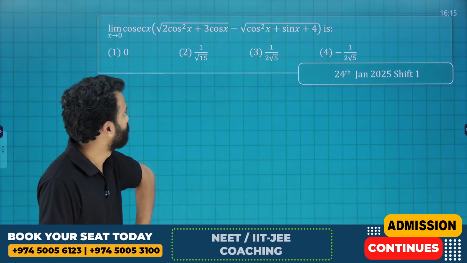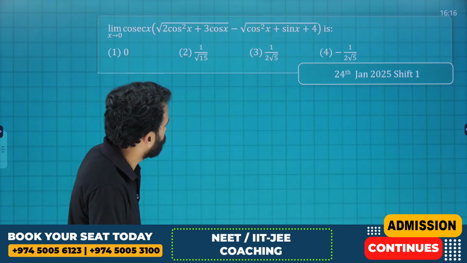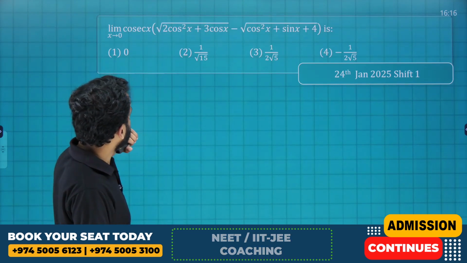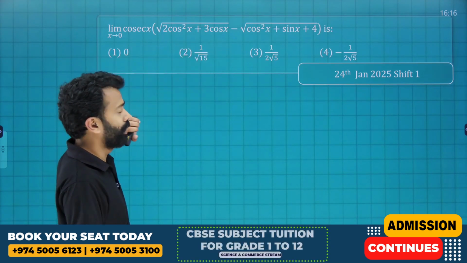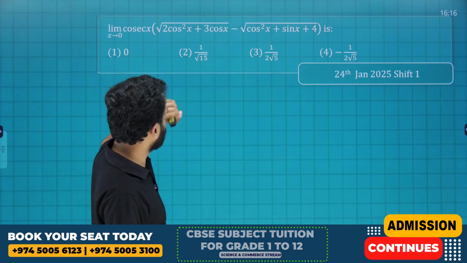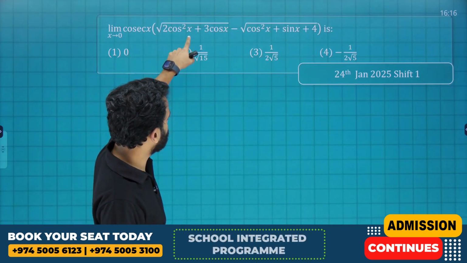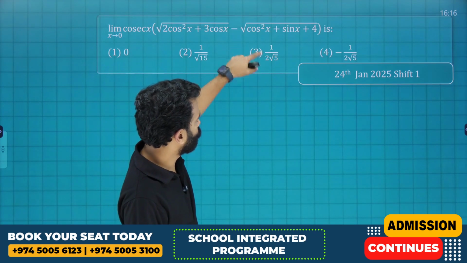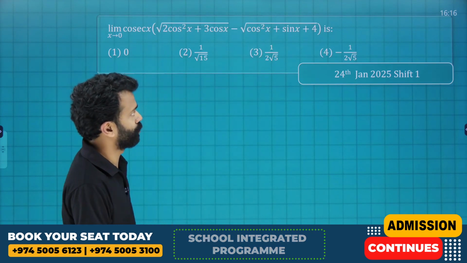And let's start. Our very first question from 2025 itself. It is mentioned that you need to evaluate the limit. You need to find the value of the limit, that is limit x tends to 0 cosec x into root of 2 cos square x plus 3 cos x minus root of cos square x plus sin x plus 4.